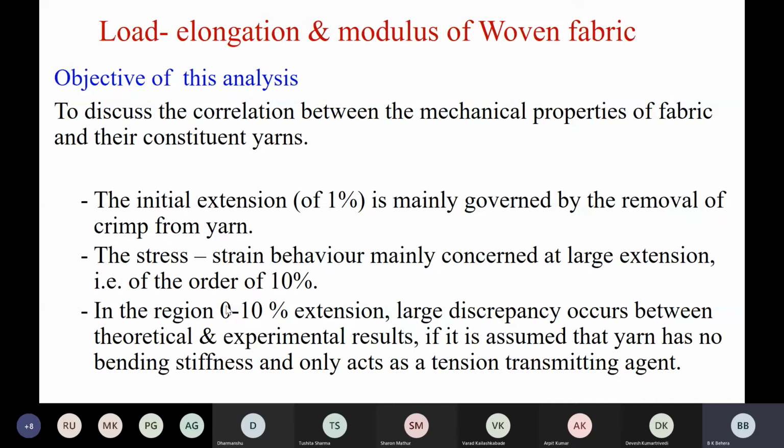What this point is, I will explain, try to understand. In the region 0 to 10% of extension, normally when we carry out tensile test of different fabrics, we find there is a huge discrepancy. Means every sample or every fabric produced from different yarns behave differently. The reason is written here. What the reason is, it says it is mainly due to the bending stiffness.